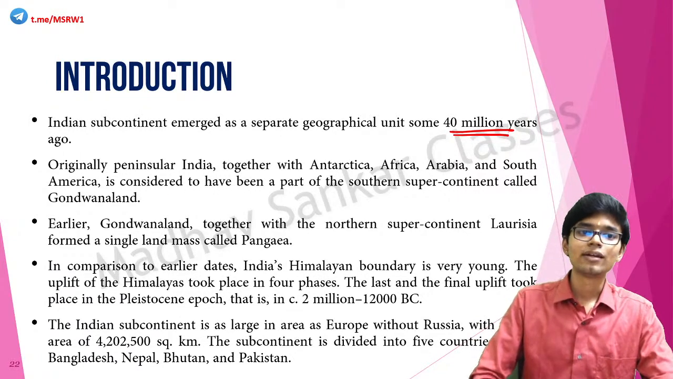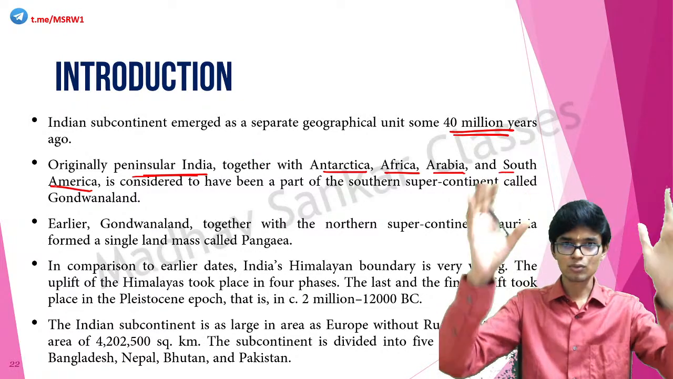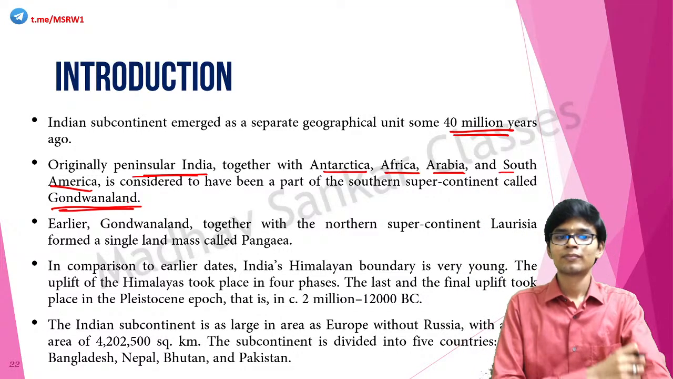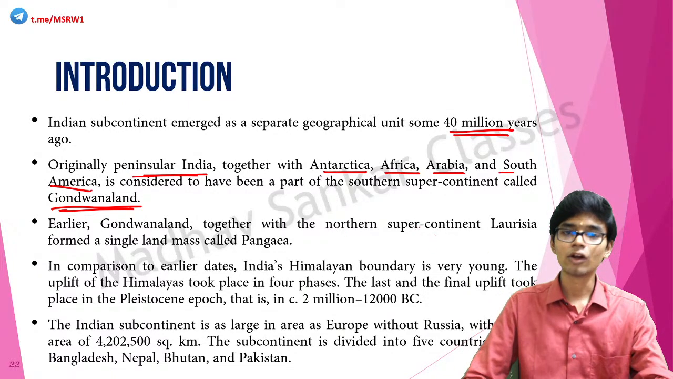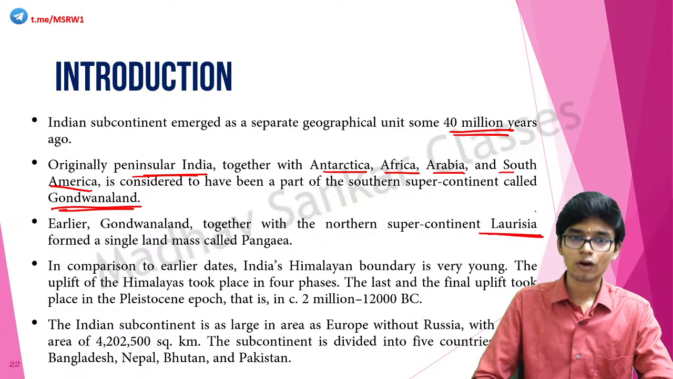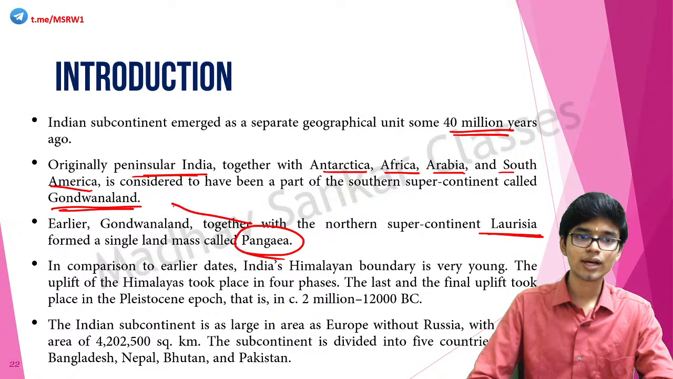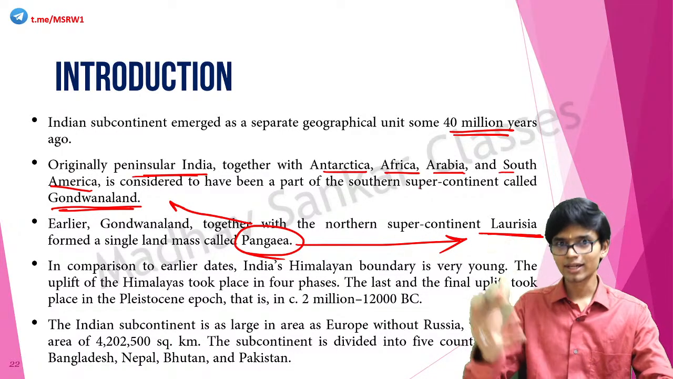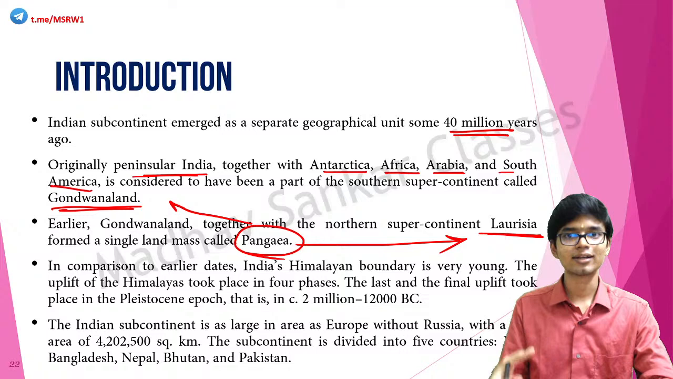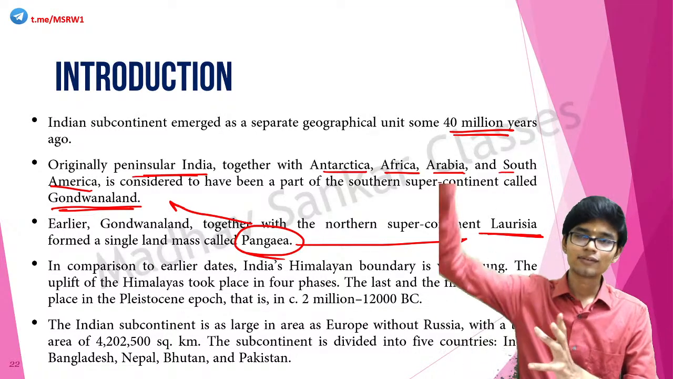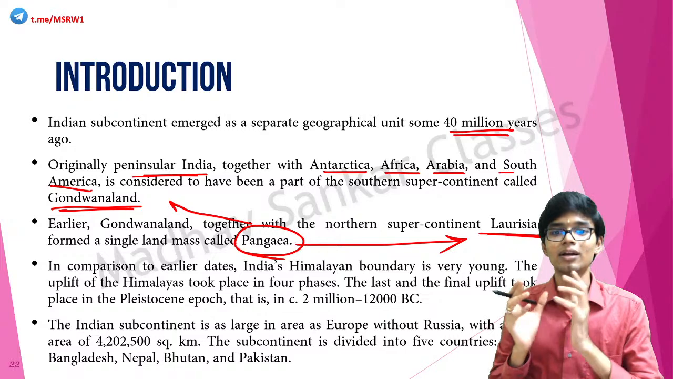So originally, the peninsular India, together with Antarctica, Africa, Arabia, South America, etc., were part of a supercontinent known as Gondwana land. Okay, Gondwana land was a separate supercontinent. So this Gondwana land, along with the northern supercontinent, that is the Laurasia, constitutes Pangaea. Okay, so initially there was Pangaea. Pangaea split up into Gondwana land and Laurasia. So the peninsular India was actually a part of Gondwana land, along with Africa, South America, Antarctica, Arabia. Then you have in the north, Europe, the Russian region, the Arctic region, all together forming the Laurasia part.